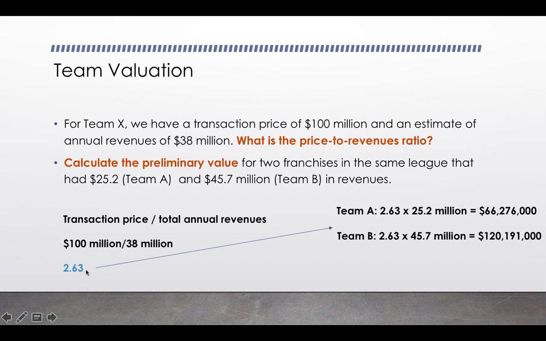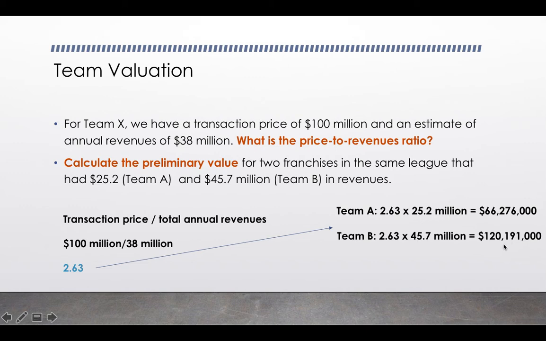Okay, great. What can we do with that, right? It seems kind of meaningless right now, right? But what we can do with it to actually apply it is to calculate the preliminary value of two other franchises within that same league. And all we have to know about those teams is their annual revenues, right? So for Team A, we know they had 25.2 million in revenue. For Team B, we know they have 45.7 million in revenue. So all we need is their annual revenues, and we can calculate the preliminary value of those franchises using the P to R ratio that we got from the sale of Team X. So you can see here, I've used an arrow, so we can take that ratio, multiply it by the annual revenues for both Team A and Team B. That's going to give us a preliminary value of roughly 66 million for Team A and 120 million for Team B.